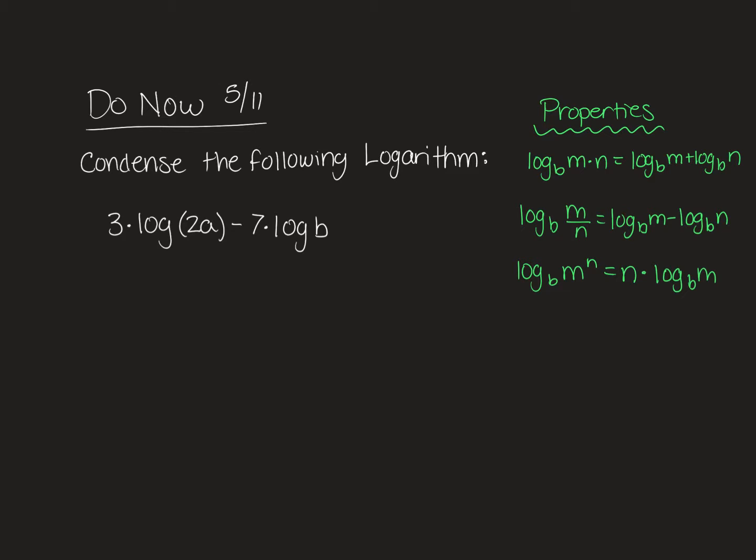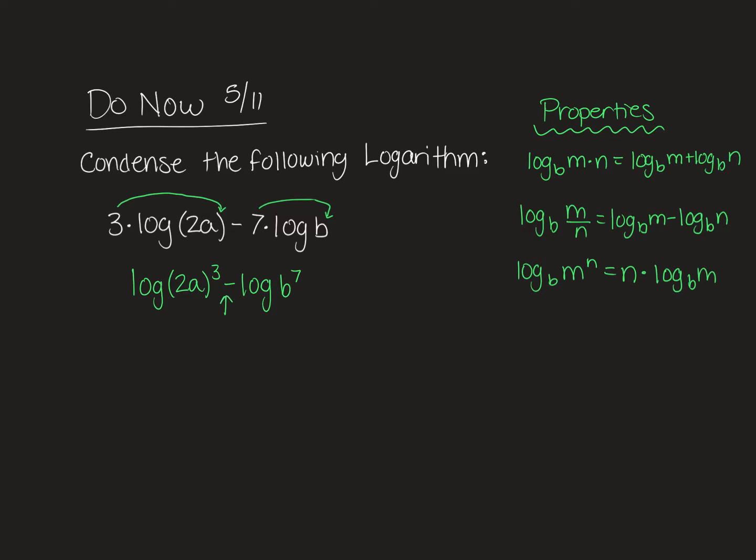We have 3 times log of 2a minus 7 times log of b. First thing we want to do is we want to find exponents. So this 3 is going to go in as the exponent. The 7 is going to go there. So we're going to have log of 2a to the third minus log of b to the 7th.